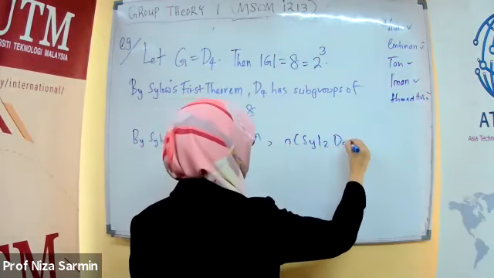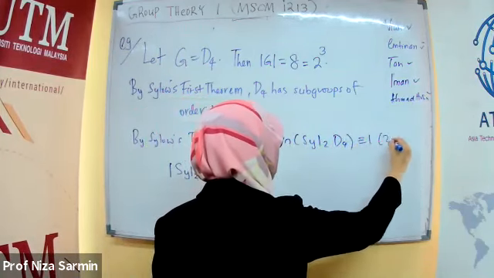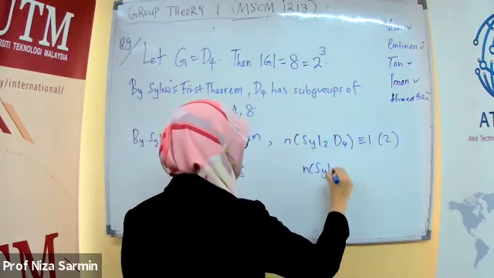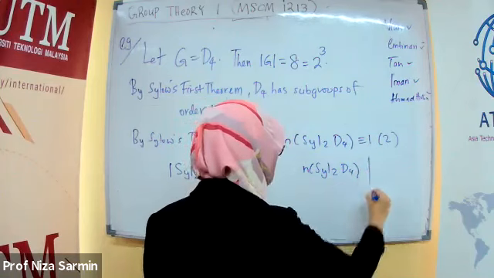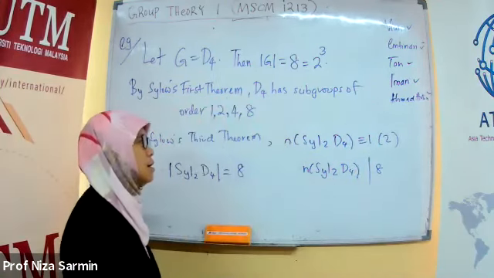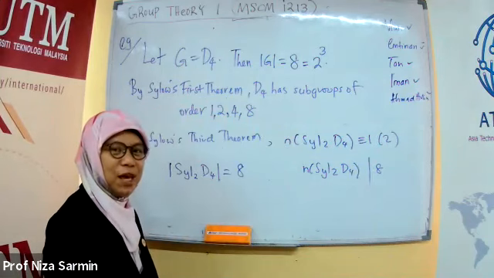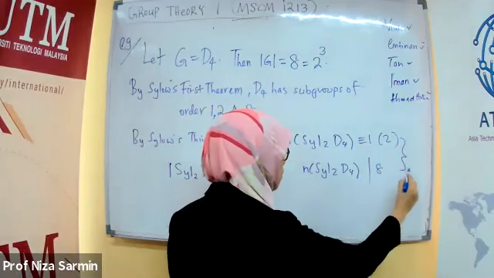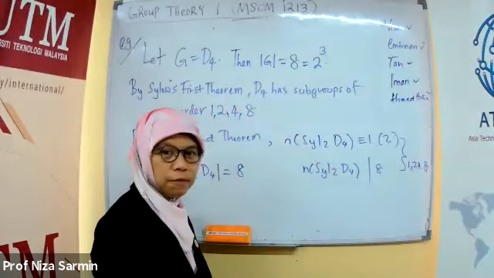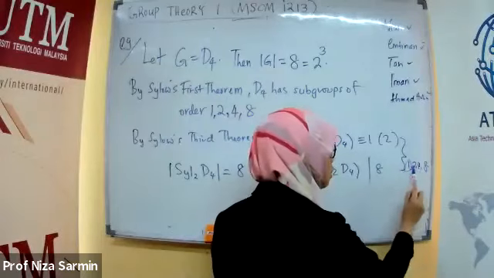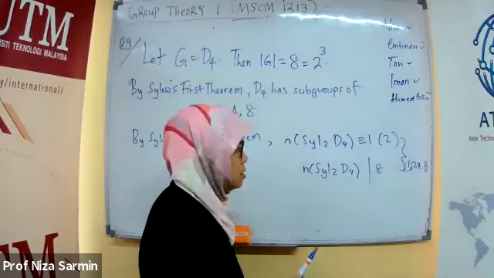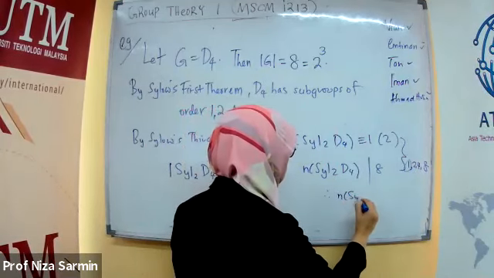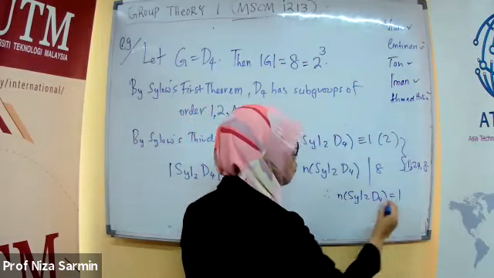Next, by Sylow's third theorem, the number of Sylow 2 subgroups of D4 is 1 mod 2. This is a trivial case. What are the factors of 8? 1, 2, 4, 8. Which one is 1 modulo 2? Just 1, because the others are all even. We want odd, right? So the number of Sylow 2 subgroups of D4 is 1.